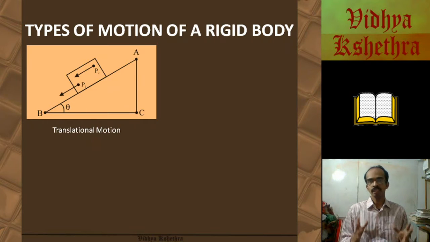This is the first kind of motion that a rigid body is capable of, that is translational motion. In this figure, we can see a block sliding along an inclined plane. In this case, all the particles of the block are moving with the same velocity. This is known as translational motion.